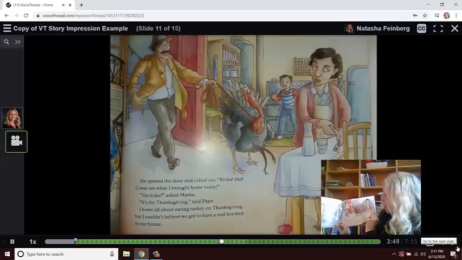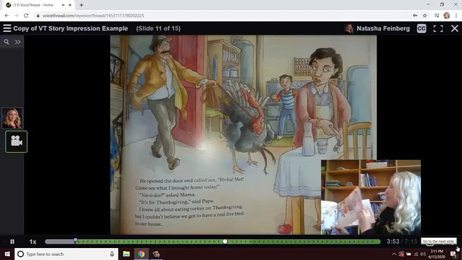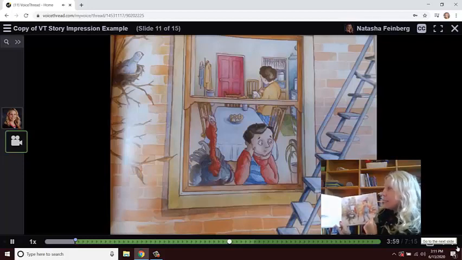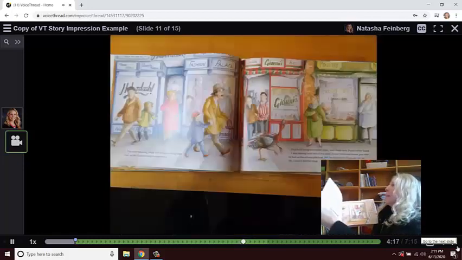I knew all about eating turkey on Thanksgiving. I couldn't believe we got to have a real live bird in our house. The turkey followed me around the apartment all afternoon, gobble-gobbling. Papa said the turkey was a he. Every time I turned around, the turkey would stick out his tail and puff up his feathers. Papa said that was because the turkey thought I was a hen. That made me laugh. Papa thought we should call the turkey Indik. That's the Yiddish word for turkey.